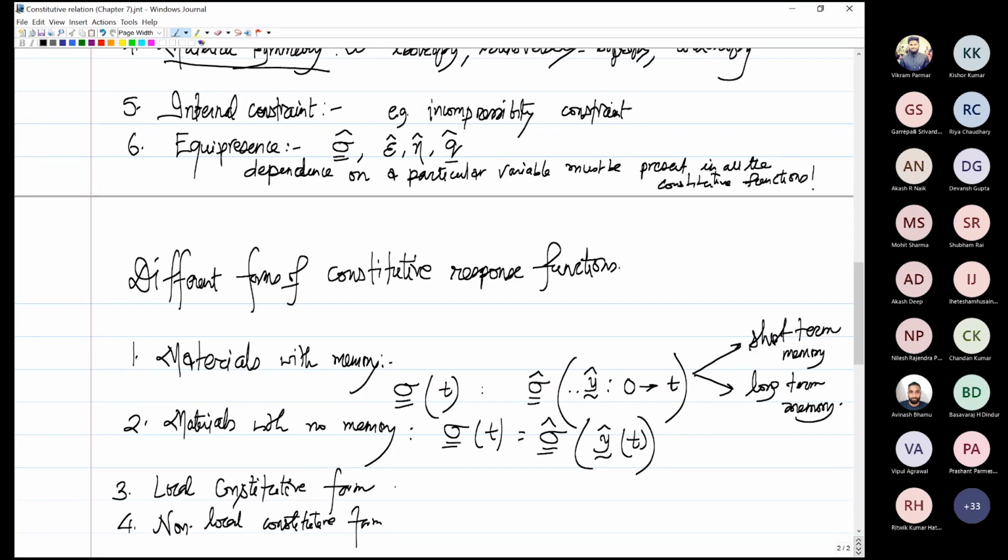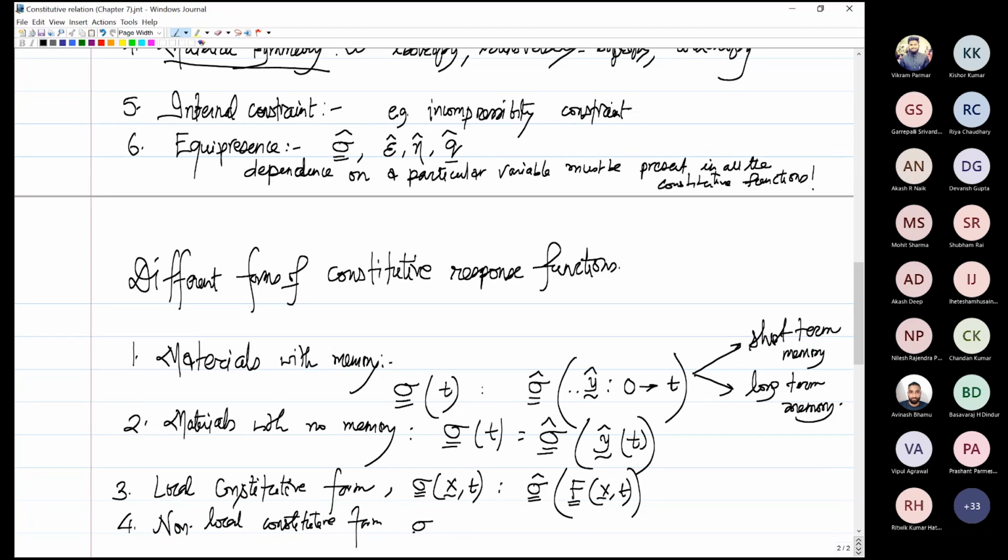So what this means? It means, for example, if you are talking of the response for sigma, the constitutive function for sigma, and say I want sigma at the location x and time t, then local means the function will be such that, and let us say it depends on deformation gradient, for example, then this function will only depend on the deformation gradient at the location x and time t.